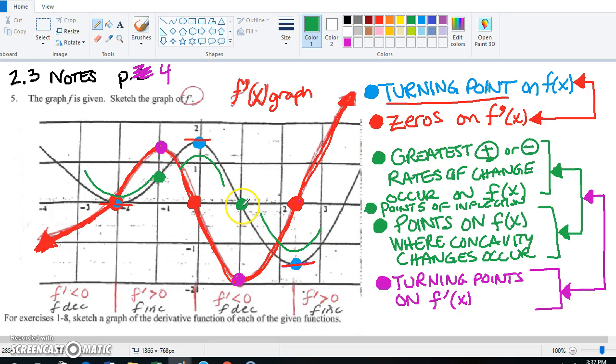If you look where the points of inflection land on the derivative, or correspond to on the derivative, the red graph, those are turning points. So points of inflection on the function are turning points on f prime of x.